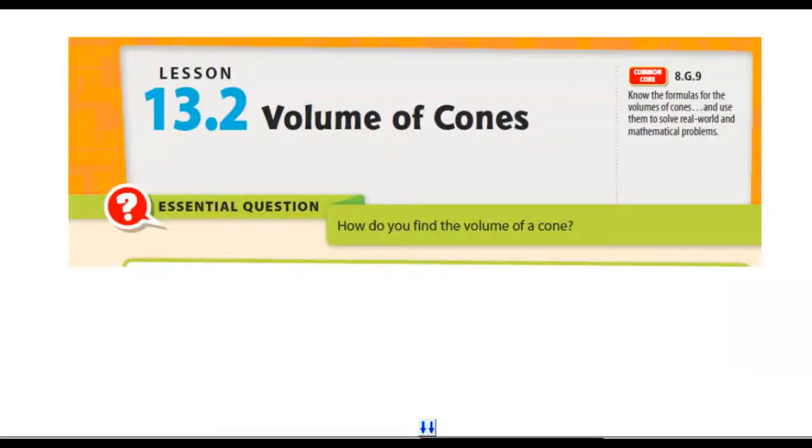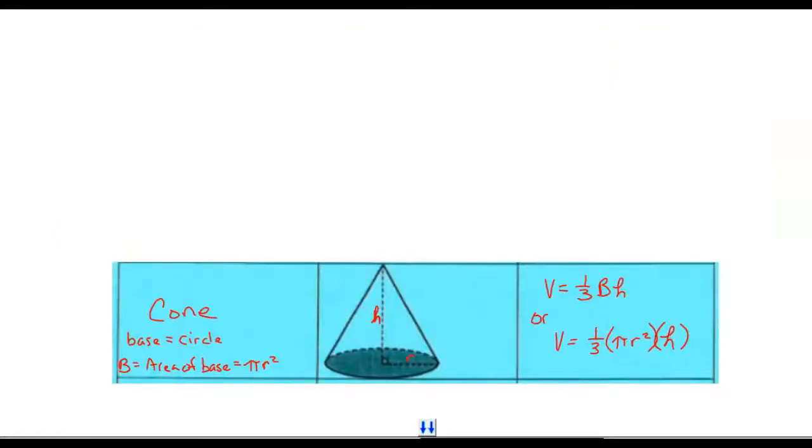Hello, welcome back. Today we're talking about volume of cones. Most of us are familiar with cones because we usually eat ice cream in one.